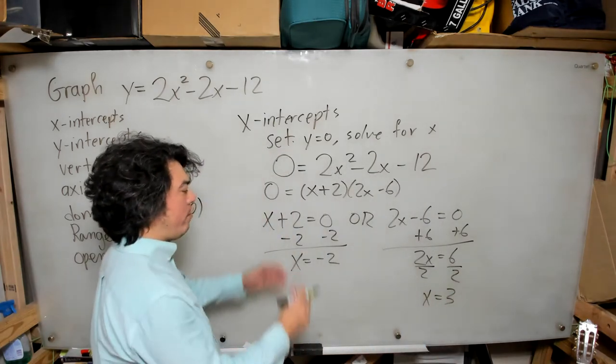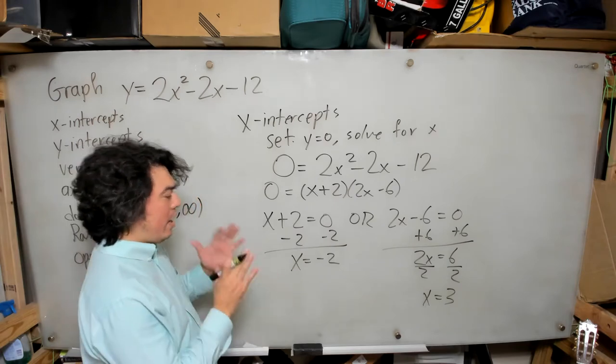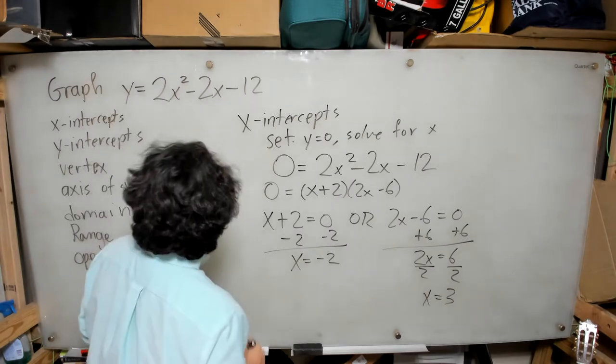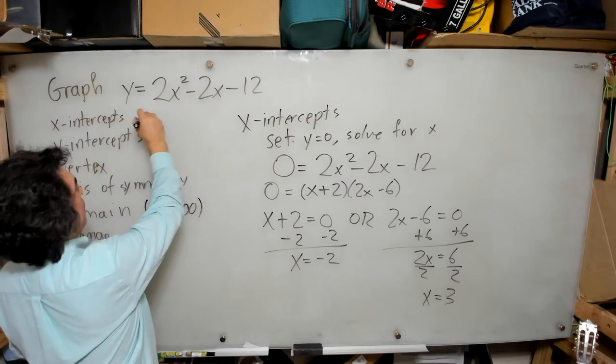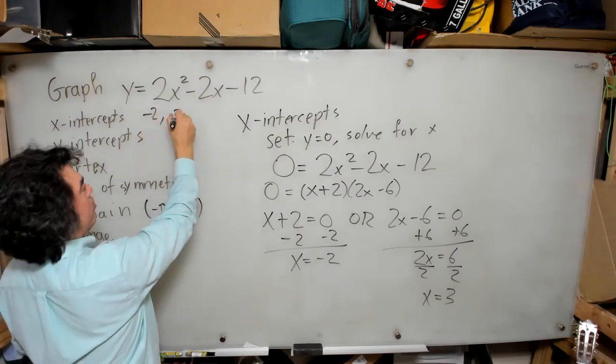Okay, so now if you look at this, you can say, aha, I've got my two x-intercepts. Negative 2, comma, and 3.